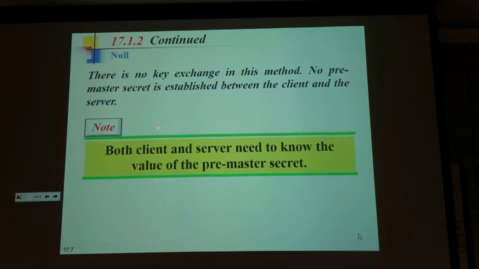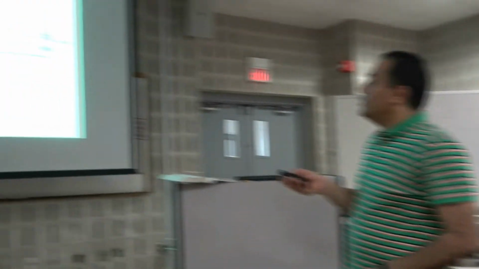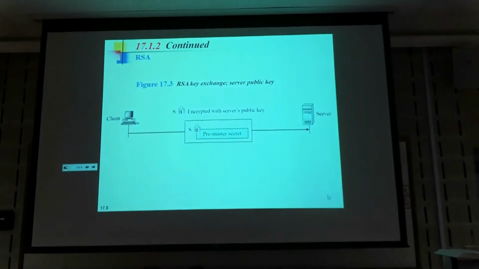So no pre-master secret is established between the client and the server. Both the client and the server need to know the value of the pre-master secret before the whole process, they have to know it in advance, by paper exchanging, by phone call. You don't have to exchange it with the system. All right? Then RSA, okay, and you know what's RSA?